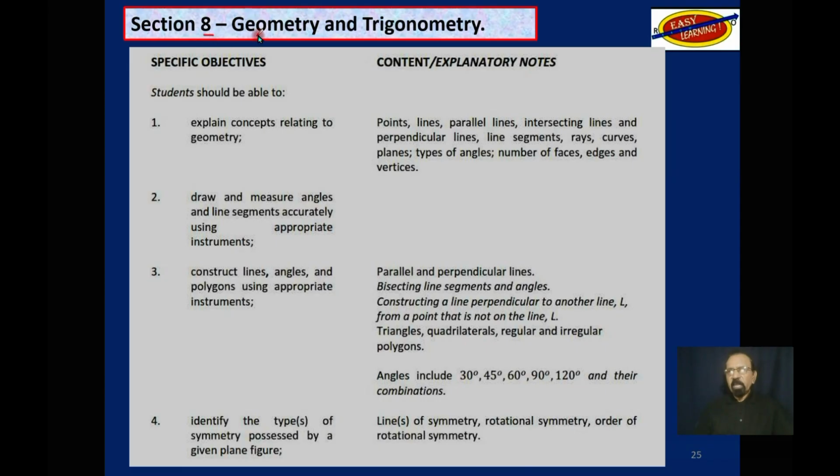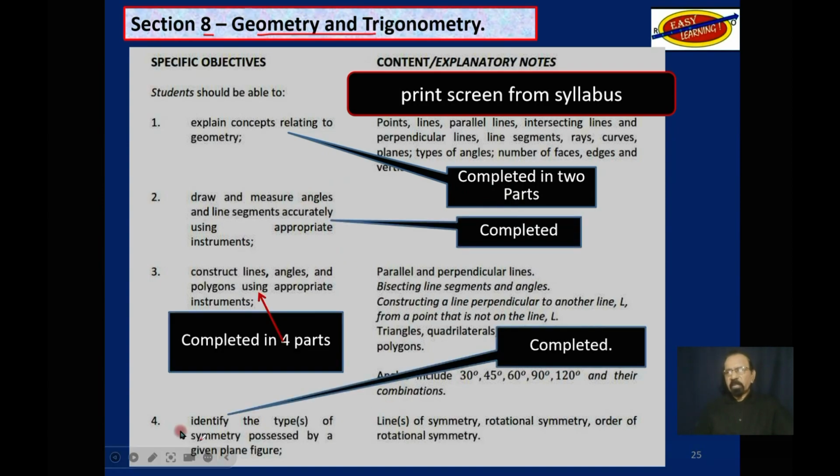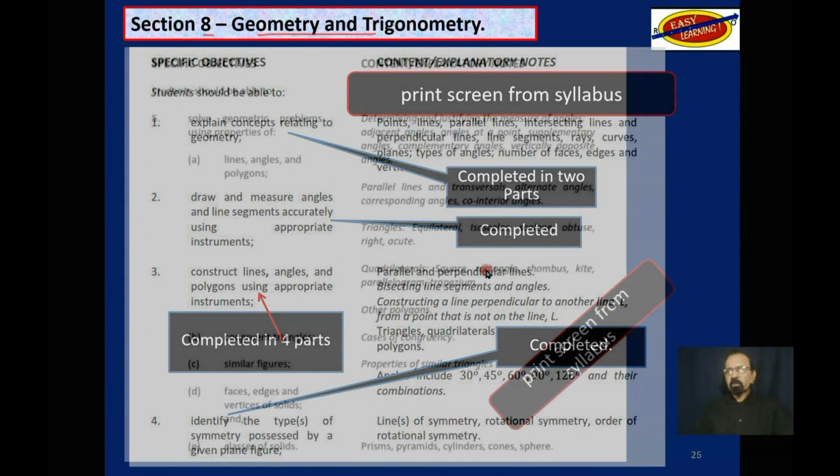So we are at section 8, geometry and trigonometry. We have completed all these objectives from that print screen page.